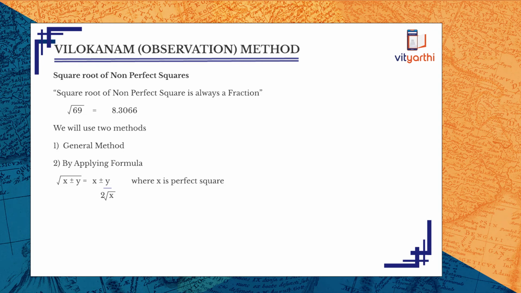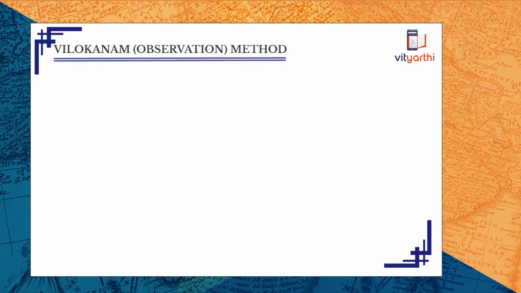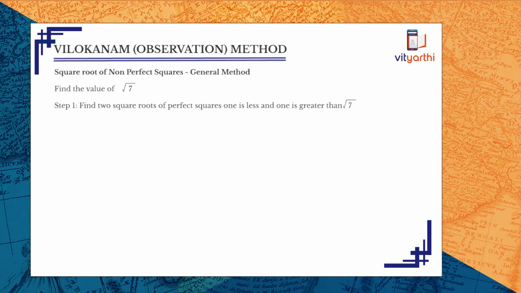Let's understand the method by using an example. How can we find the square root of 7? Step 1: find the square roots of two perfect squares, one less and one greater than root 7. So we have root 4 and root 9, which are near root 7.